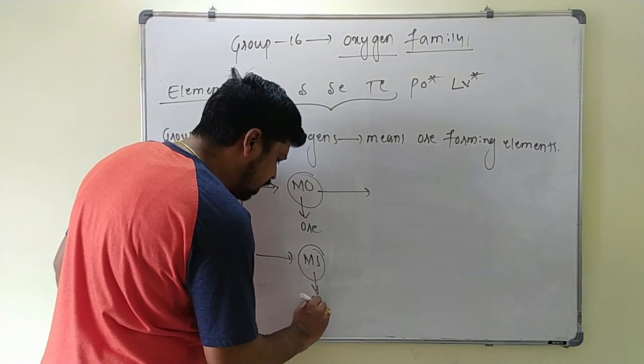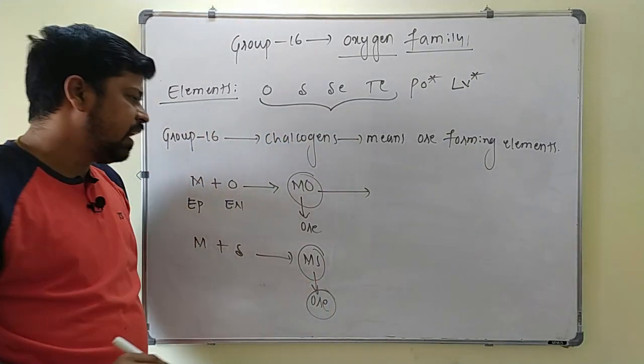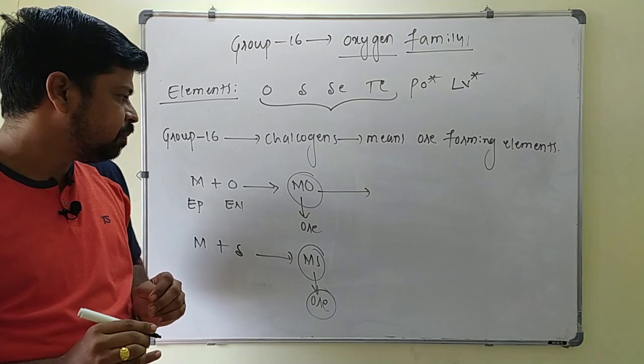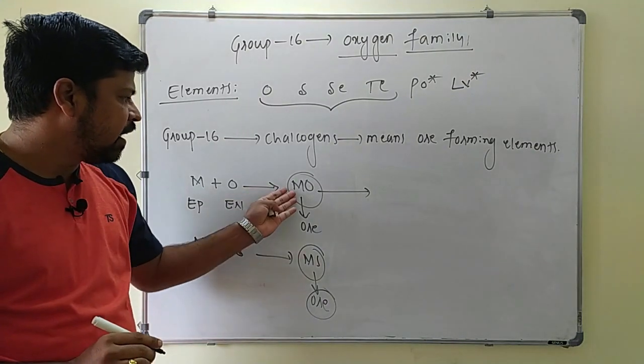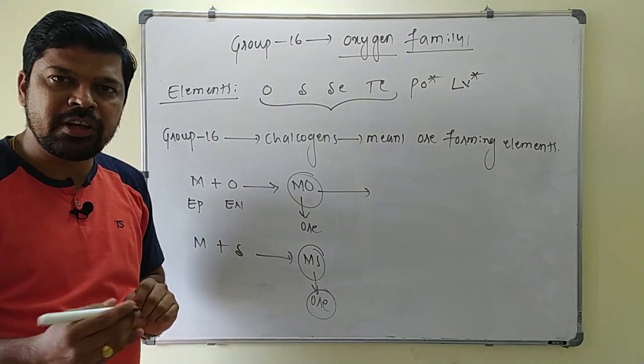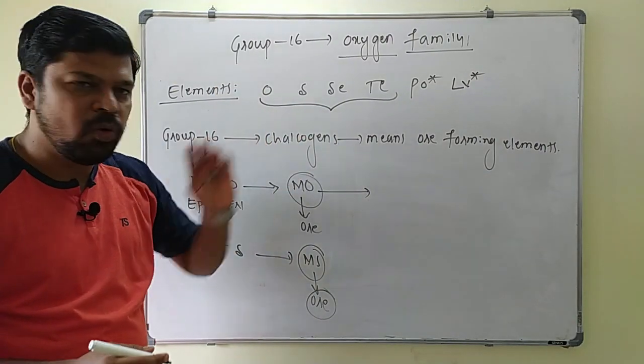So most of the highly reactive metals are available in the form of their oxide or in the form of their sulphide. So these ores contain oxygen or sulfur. That's why these group 16 elements are also called chalcogens, nothing but the ore forming elements.